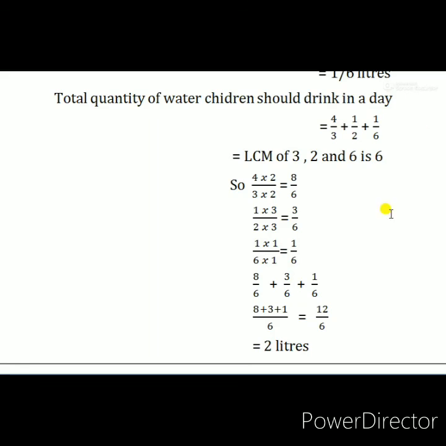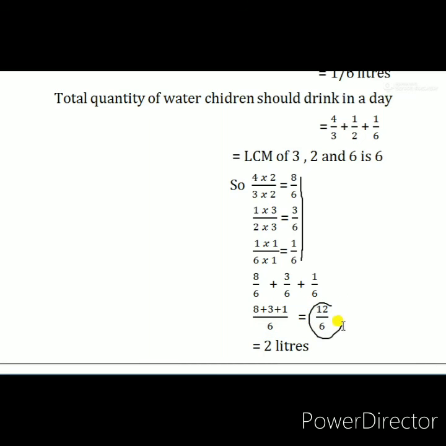Now listen, in all these numbers the denominators are the same. That means we converted these unlike fractions to like fractions. Now it is very easy to add them. Like fractions can be added directly, just as we add normal numbers. To find the total quantity of water drunk by the children, we add these three fractions: 8 by 6 plus 3 by 6 plus 1 by 6. The total is 8 plus 3 plus 1, which is 12 by 6.